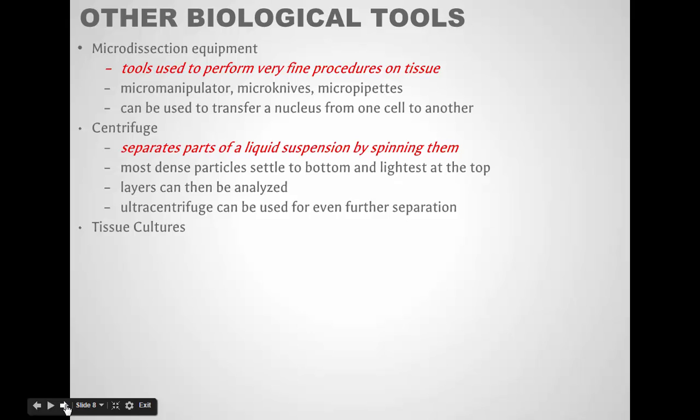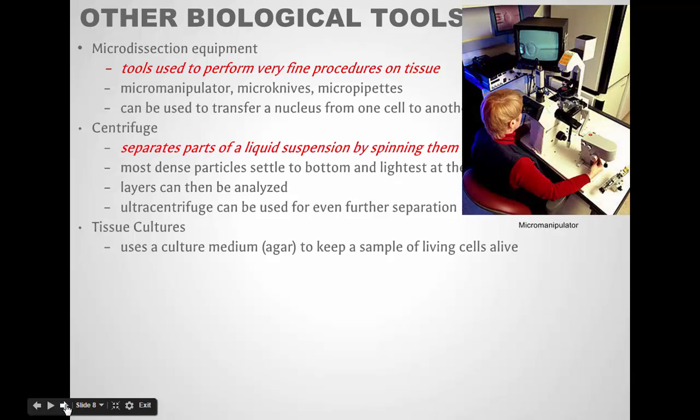Tissue culture is just a way of growing a sample of cells of a certain tissue in the lab. Usually it's on a petri dish filled with a substance called agar, which keeps the cells alive. And you can basically grow... this is a micromanipulator. You can see what this scientist is looking at through the microscope. The image on the screen shows what she can see. Here's a tiny little needle that she can use to puncture the cell here.